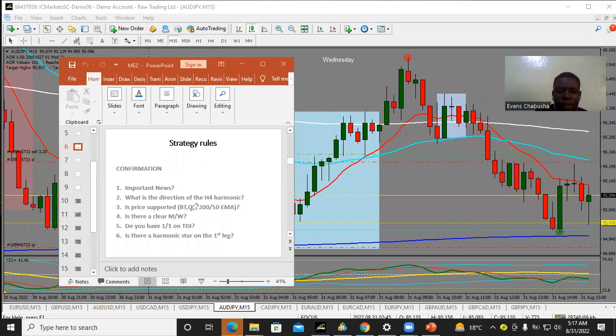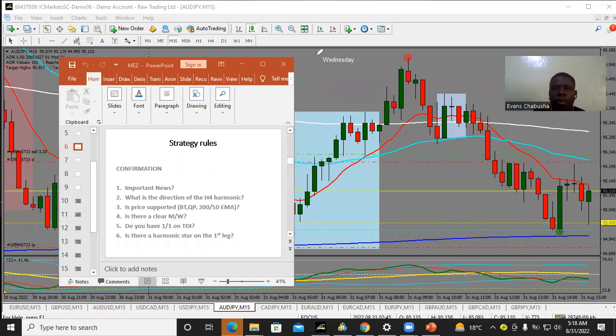The next thing you are going to ask yourself is, is there a clear M or W? On this point, if you can't see how clear the M or W is, the best thing you can do is just skip the setup and look for other opportunities. But you have to develop an eye for spotting these setups because they won't always be clear. You have to know the variations of the theme, how they can present, how you can spot them.